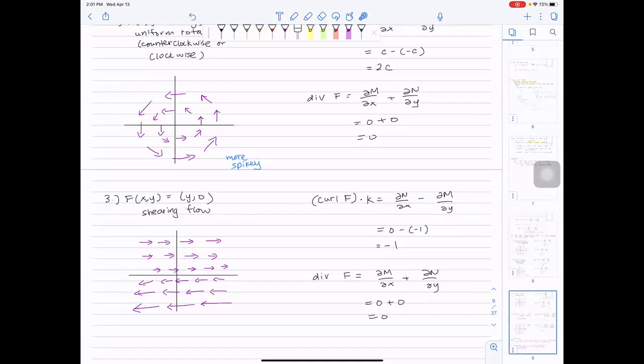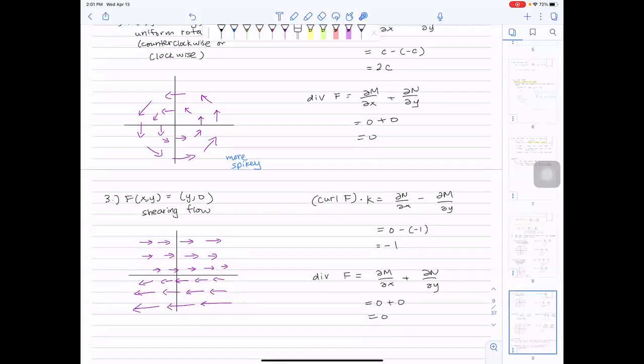So this is showing us shearing flow. Above the x-axis, your vectors are going one way. Below the x-axis, your vectors are going another way. And if we compute the curl, we end up getting -1, and the divergence is 0. So why is curl -1?